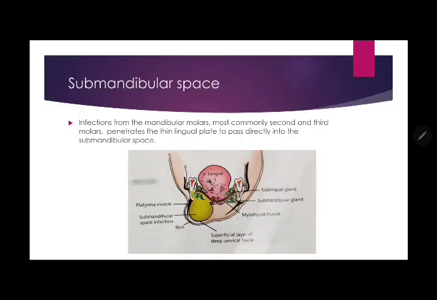Now coming to the submandibular space. Submandibular space infections are mainly from infections of the mandibular molars, most commonly second and third molars. The infection comes from the mandibular molars, penetrates the thin lingual plate and directly passes into the submandibular space, leading to the submandibular space infection.